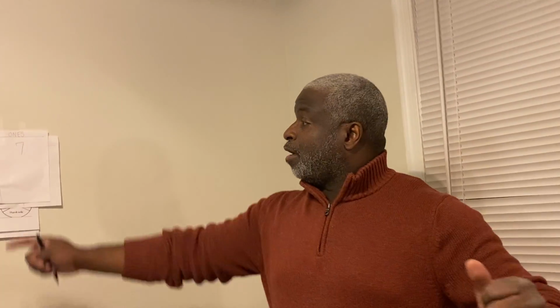Let's do it one more time. Let's reiterate. Every number from 0 to 9 is a digit. So 0, 1, 2, 3, 4, 5, 6, 7, 8, and 9. Those are all our digits. Now, all numbers are made up of digits.